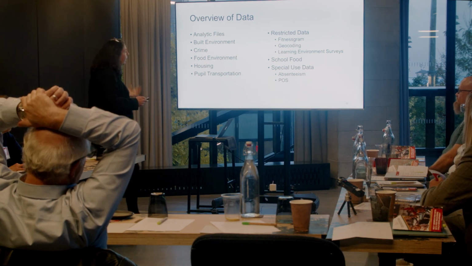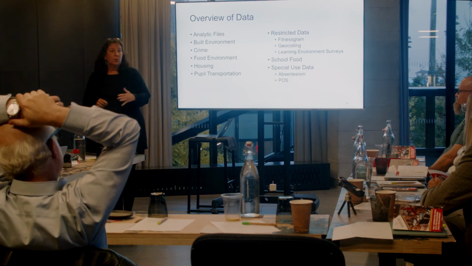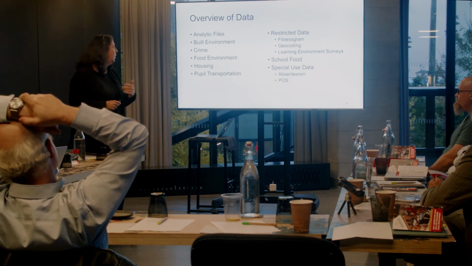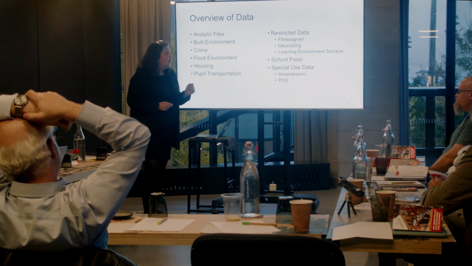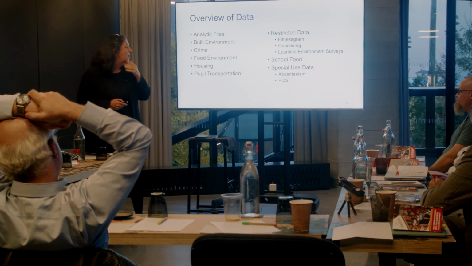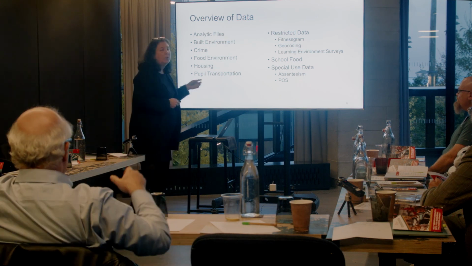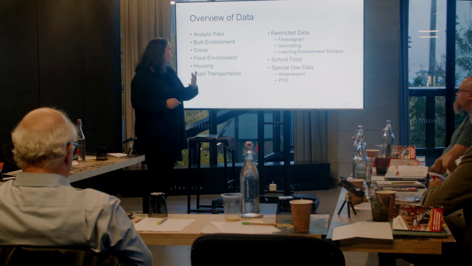We have data on crime and on the food environment. All of these are things we've gotten from various sources to capture the neighborhoods around kids. We have a bunch of data on their housing, which you can get from public and government sources. There's new data on pupil transportation, and I can say some more about that. It's how do kids get to school, or how do we help them?